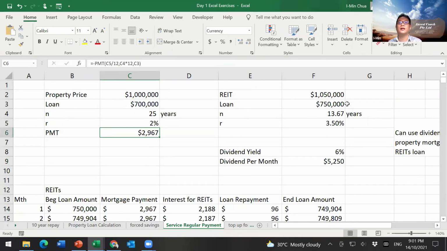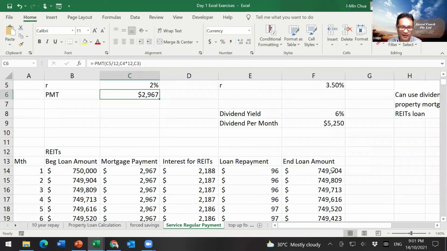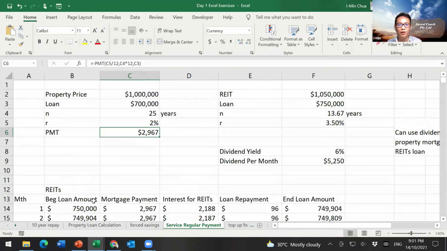Then after that, my loan 750. I actually go and buy a REITs portfolio 1050. I actually get a 6%. So you can see very nicely. Of course, I didn't talk about REITs yet. Mathematically, it looks perfect. So we actually talk about the REITs loan.